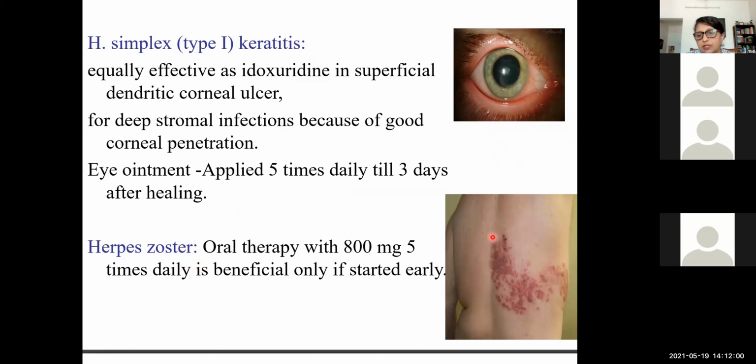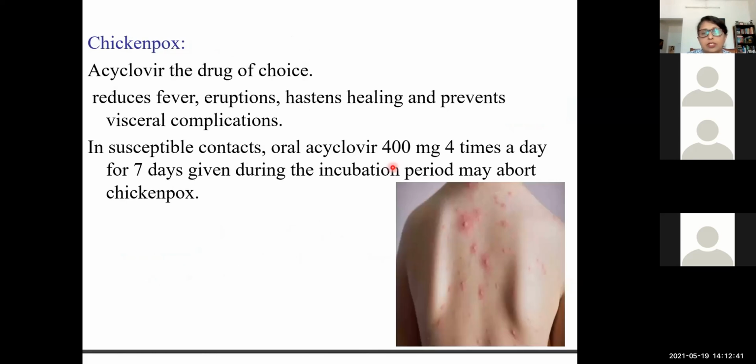Then herpes zoster. The importance of herpes zoster is that there will always be a dermatomal distribution. The patients will tell you there is a particular pattern. What is a dermatome? A dermatome is the area of the skin supplied by a single spinal nerve. So along the route of a particular spinal nerve, there will be the blisters. So there is a pattern. It is not diffuse. That is herpes zoster. In such cases we can go for oral acyclovir, 800 milligram 5 times daily. But everything should be started early. So this is herpes zoster.